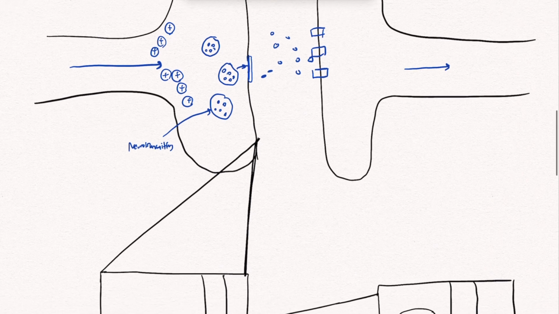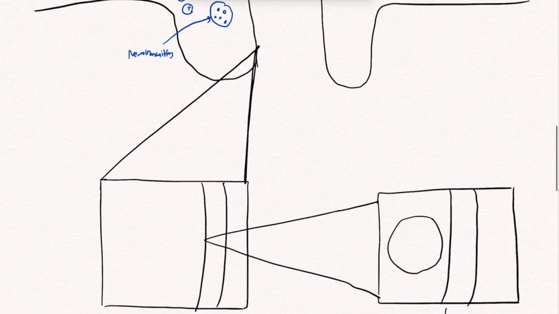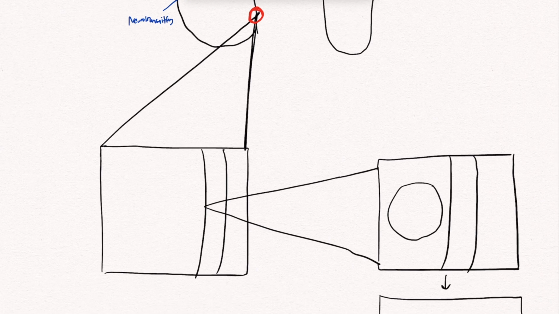So I'm going to zoom in a little bit. There are positive ions, and we're going to zoom in on this particular spot in the plasma membrane right here. We can ignore the rest for now, but the plasma membrane has something called voltage-gated calcium channels. So these are calcium channels that have the ability to sense changes in voltage. So I'll write that down right here.